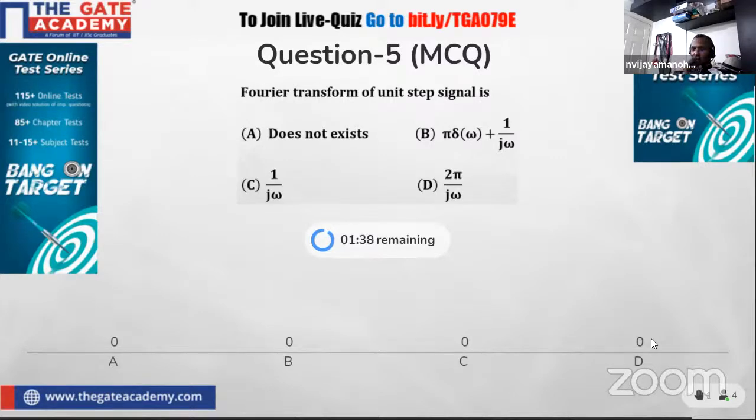See, the options are also not randomly given. There is a reason why these options are given. All these options make sense in one way or other, but still there's only one correct option. The other options are very, very close, but they are cunningly given to confuse the students. So we have close to a minute remaining.